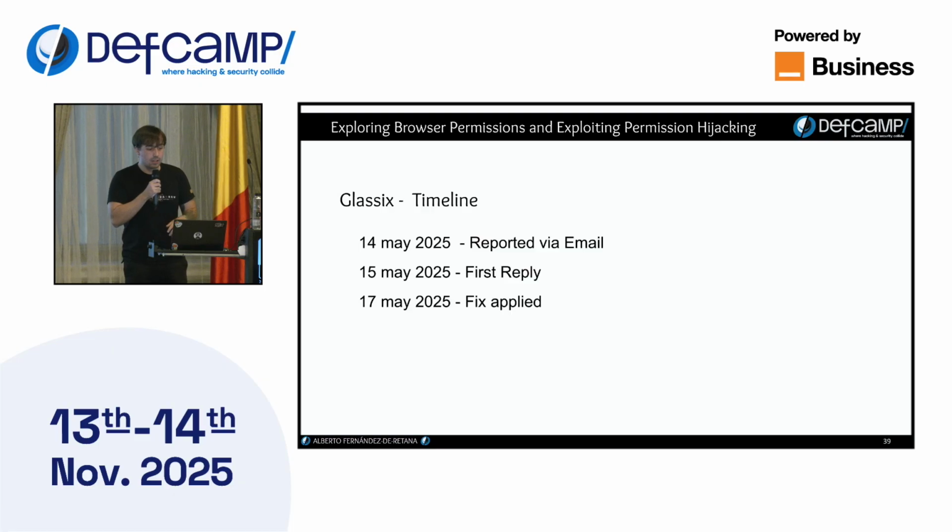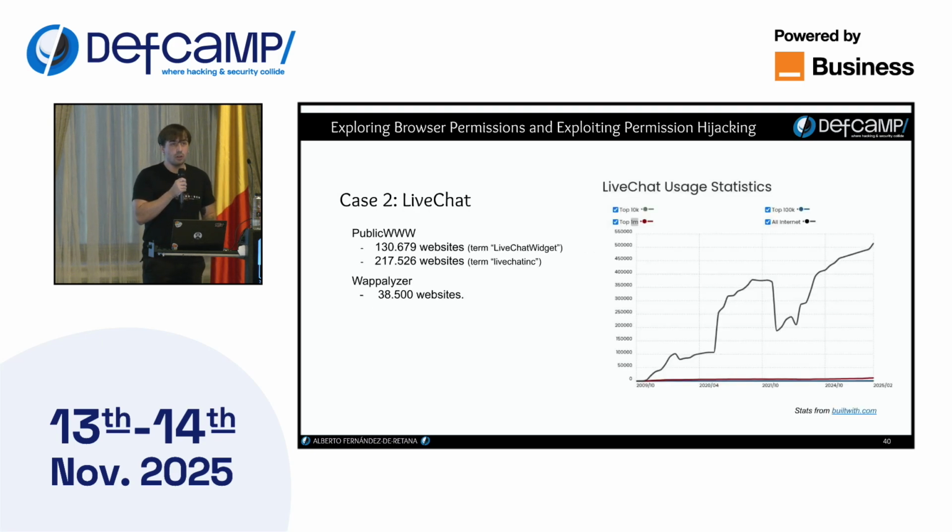I reported this 14th of May. Then 15th of May, I got the first reply. And 17th of May, there was a fix. So it was really quick. The second software in which I found a vulnerability was live chat. Live chat is more common, and I think it's one of the more common chat widgets that is out there. It goes from 38,000 websites to 500,000 if we take statistics. So it's really, really common.